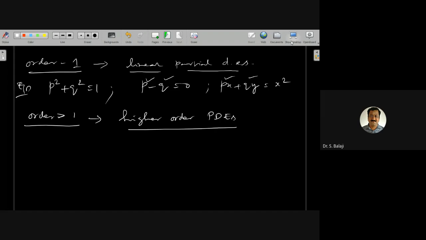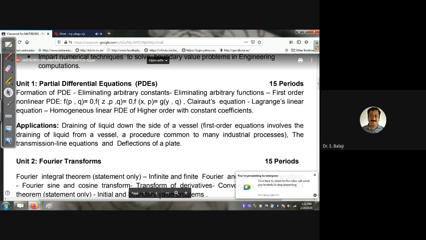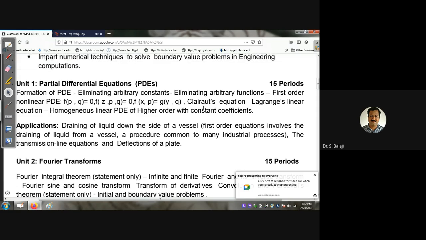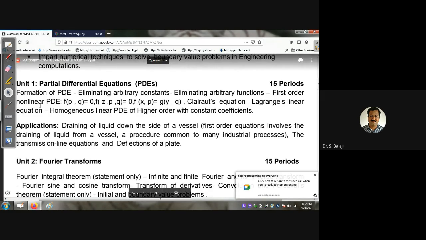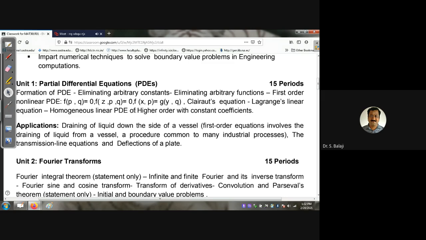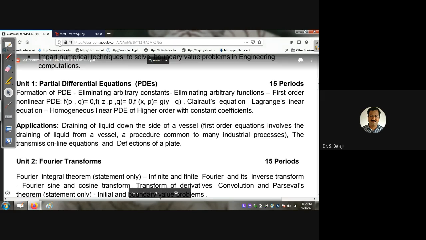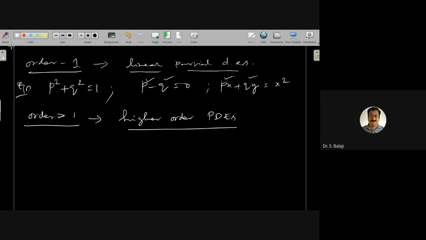You see here the first order nonlinear PDE. These are the different types of PDEs. We are going to see them up to Lagrange's linear equation. We have different types of first order PDEs. First order PDEs are generally also called linear PDEs, but nonlinear in the sense of the degree, which may be higher. And then higher order PDEs, where the order is more than 1.